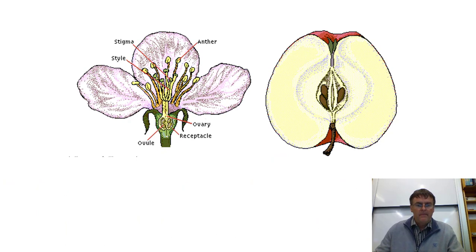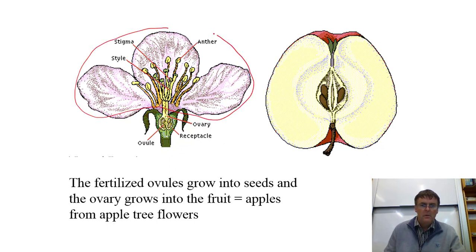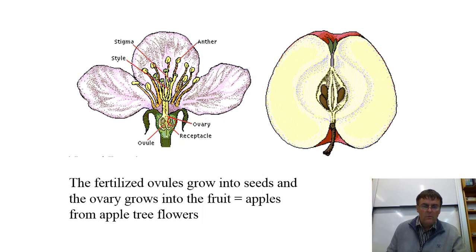So what happens? The fertilized ovules grow into seeds, and the ovary wall grows into the fruit, apples from apple flowers. So all this stuff up here dies off, falls off. As soon as pollination and fertilization happen, it all dies and withers and falls away. What's left? Down the bottom, we've got ovaries and ovules. We've got ovules, and they will grow into seeds. Okay, ovules grow into seeds.